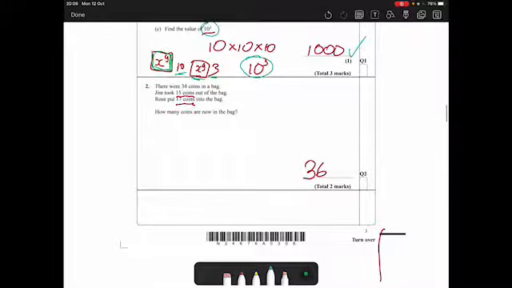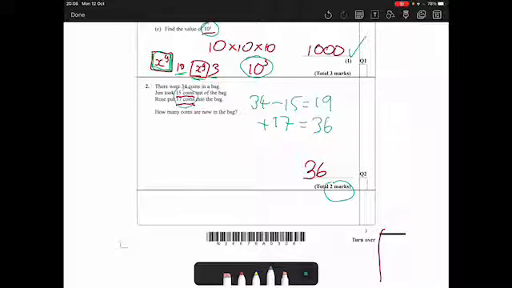Question 2. There were 34 coins in a bag. We subtract 15, which leaves us with 19. We'll then put 17 back in, which then gives us 36. How many coins are there in the bag? We've done that already. This was for 2 marks. I think that's an easy 2 mark.